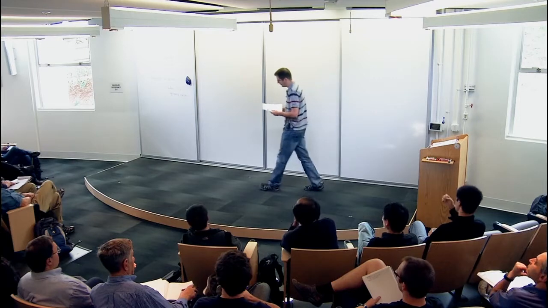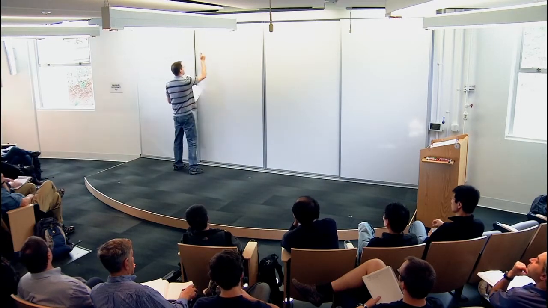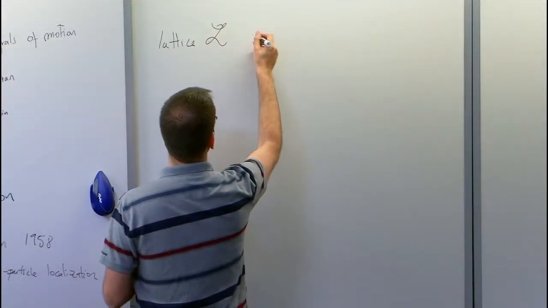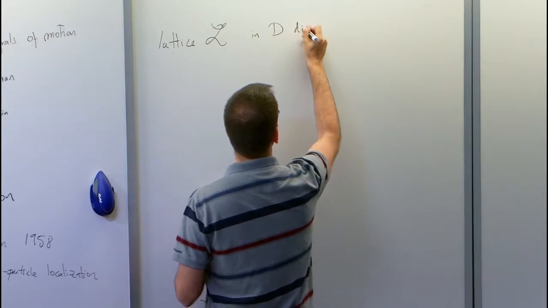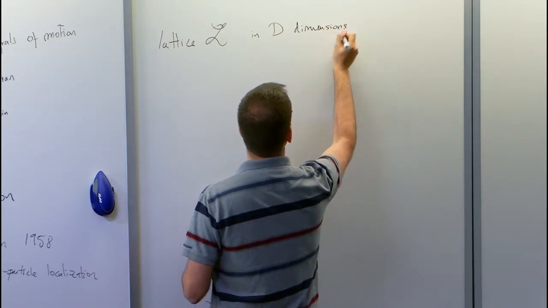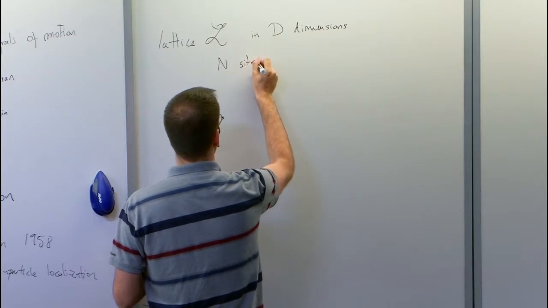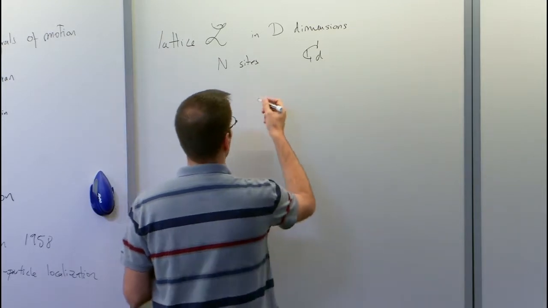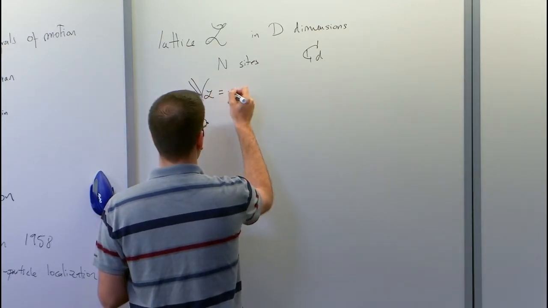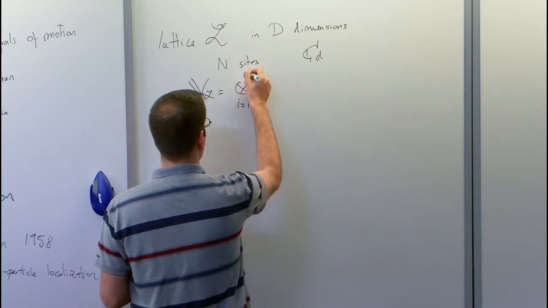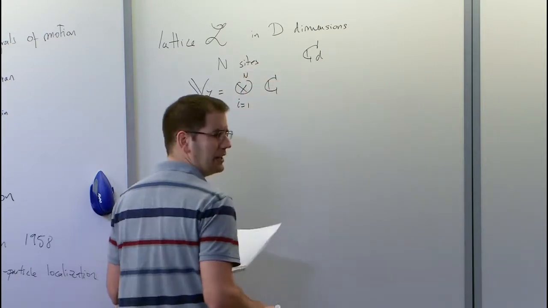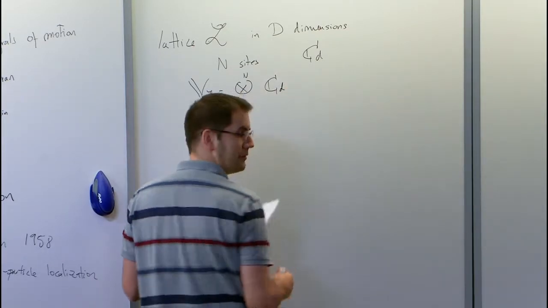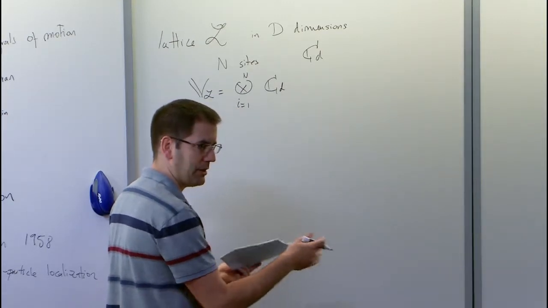So what do I want to deal with here? We're going to have a lattice in d dimensions, and we'll have n sites, and each site is going to be d-level, so the total Hilbert space is going to be a tensor product of those n sites. It's going to be square, hypercubic, or whatever, just to make things concrete.